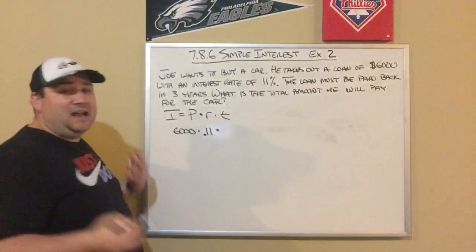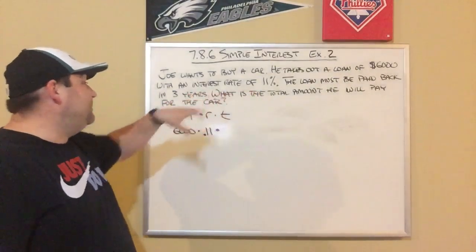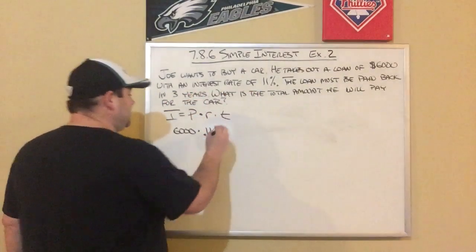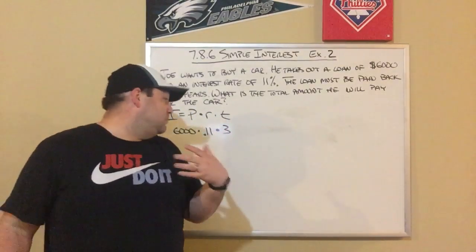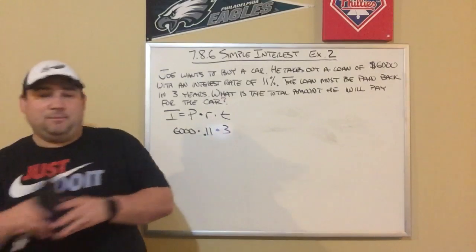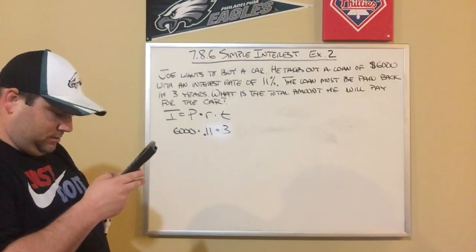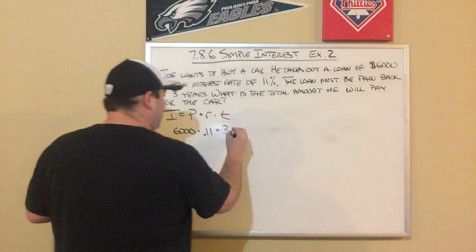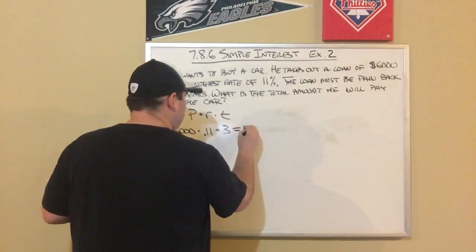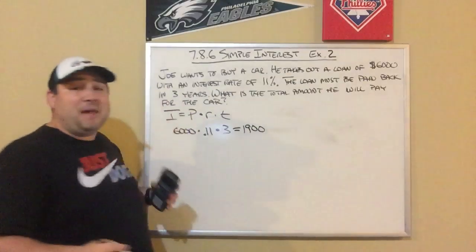And finally, your time is how long? The loan must be paid back in 3 years. So our time is going to be 3. And we're just going to do that math. 6,000 times 0.11 times 3. I get my calculator here. And I get 1,900. So that 1,900, that's the amount of interest.